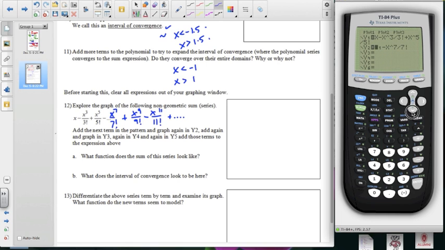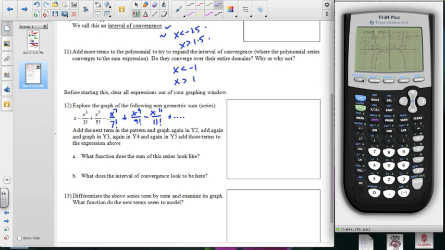And if we add another one, so I can go ahead and grab y2 and add plus x to the 9th over 9 factorial. And if we look at that, that comes in and then starts to follow the other two functions real closely, and then comes out here. So we have something that looks like this.